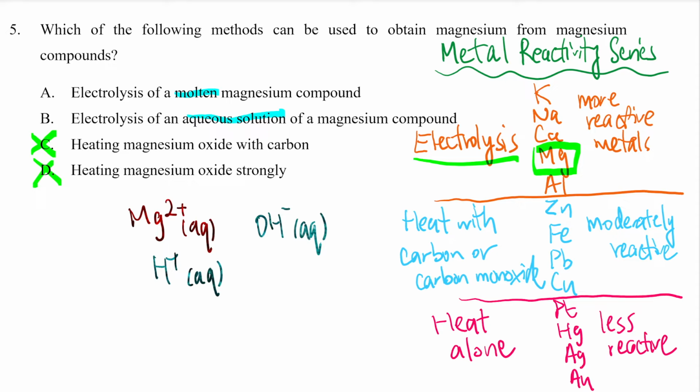Among these two positive ions, which ion will be preferentially discharged? Remember we learned this concept about preferential discharge? It will be the one that is lower in the electrochemical series. For the positive ion, the one that is lower in the electrochemical series is hydrogen ion. And if there are others like copper 2 plus ions, gold ions, silver ions, those will be preferentially discharged. But here, hydrogen ion will be preferentially discharged. So actually, you're forming hydrogen gas here, but you're not forming the magnesium. So option B is also wrong. The only answer for this is A.